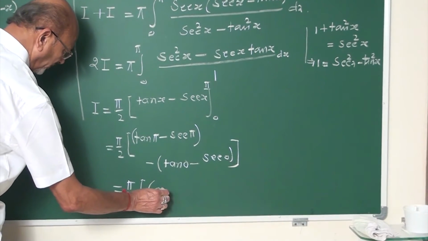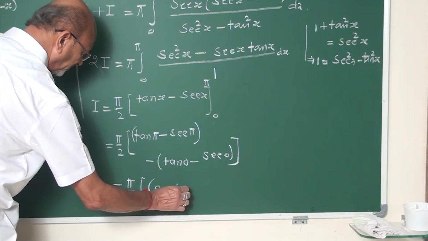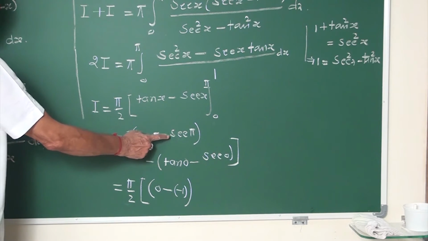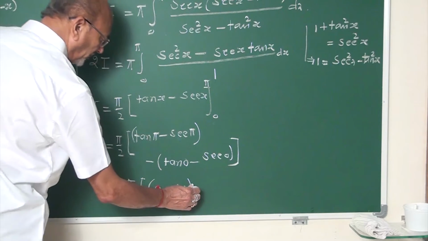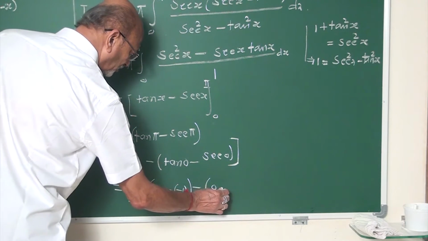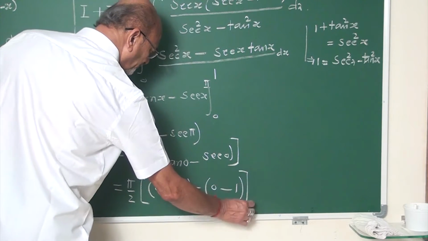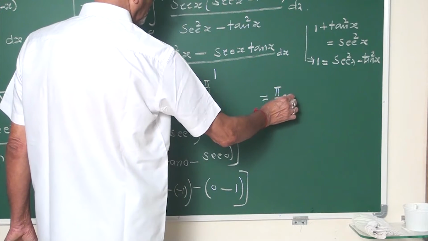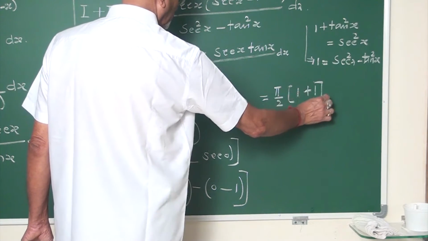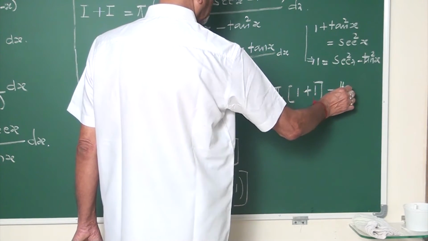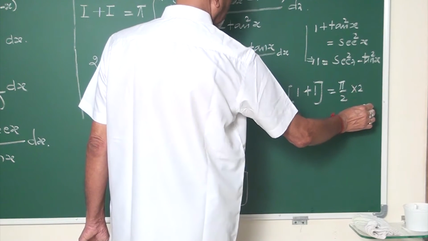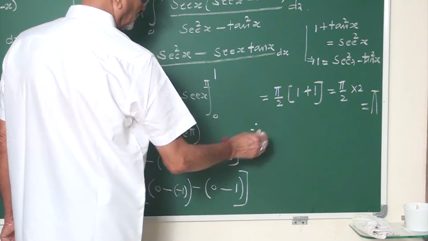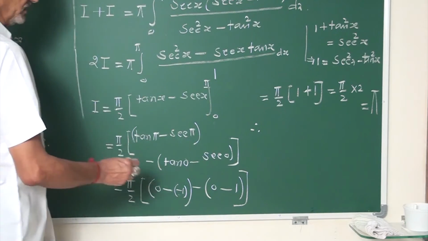Tan pi is 0, minus sec pi is minus 1. This is the upper limit: tan pi is 0 minus sec pi is minus 1, minus, friend, tan 0 is 0 minus sec 0 is 1, which is pi by 2 into minus of minus, both minus of minus. So it is pi by 2 into 2, which is, my friend, pi itself. Therefore, 2I equals pi.